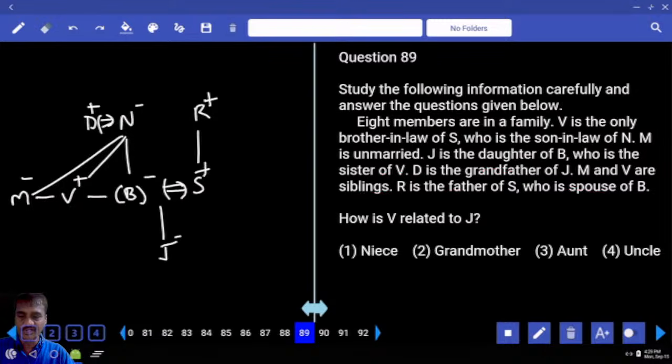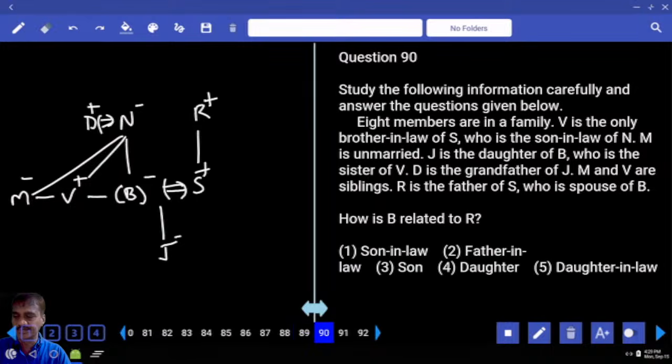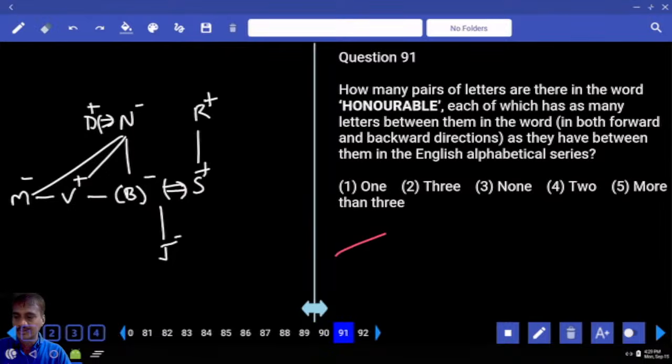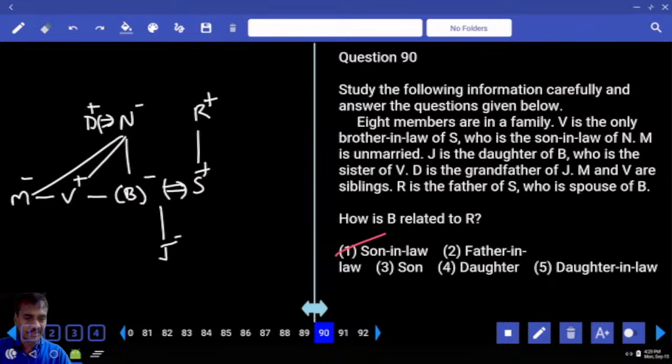89. How is V related to J? J's mother's brother is uncle. Uncle, choice for 89. 90. And how is B related to R? R's son's wife, daughter-in-law, choice 5. My question is, how is B related to R? R's son's wife, daughter-in-law, choice 5.